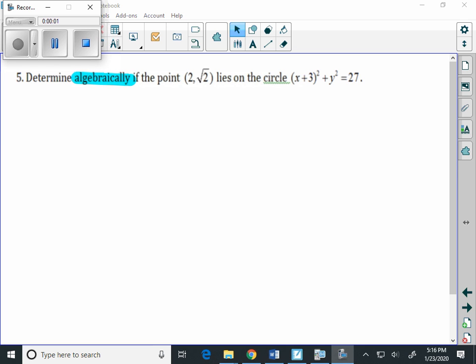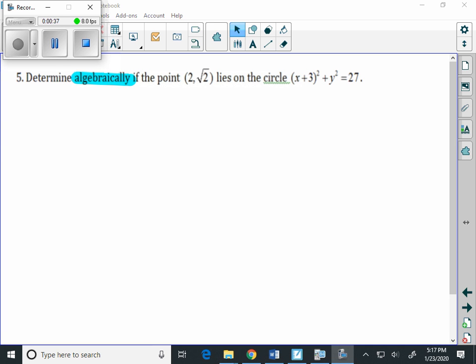Determine algebraically if the point 2, square root of 2 lies on the circle (x + 3) squared plus y squared equals 27. You've heard the geometry teachers recommend that you use Desmos frequently throughout the year, and certainly on this problem it's no different. However, I am going to use a calculator on this one, and then as we go through problem number 6, I will get a lot more into Desmos again.